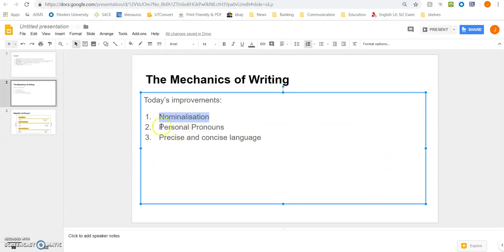Don't forget, get rid of personal pronouns. They dilute your validity. And this is what we want. Precision of language and concise language. Use less words to say more with our old mate nominalization.